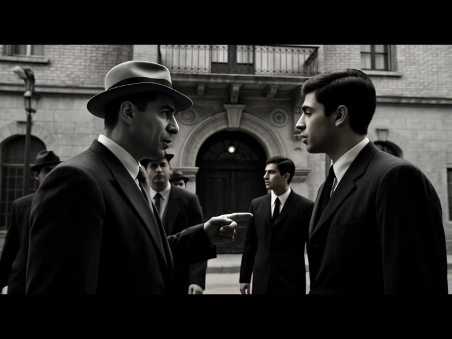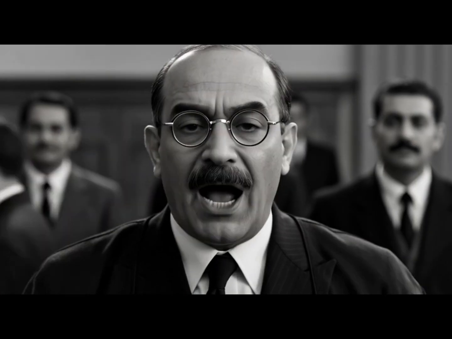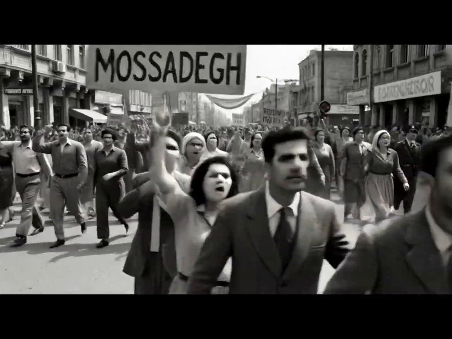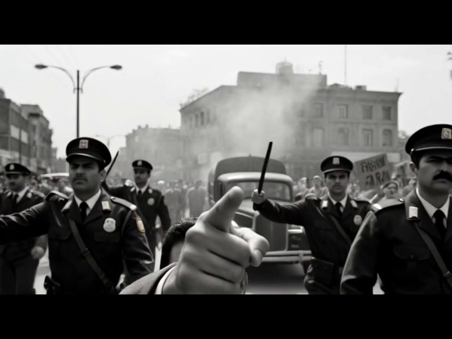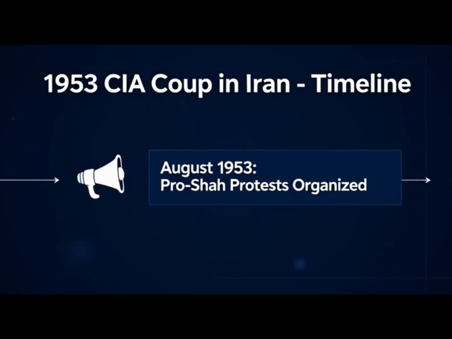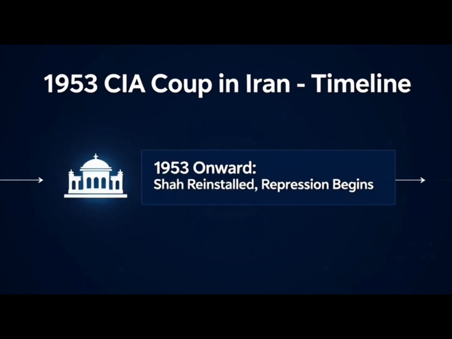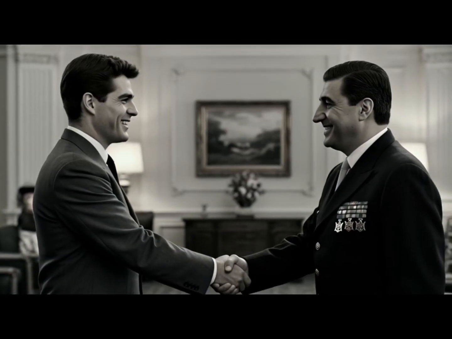In 1953, the CIA and British intelligence helped overthrow Iran's democratically elected Prime Minister Mohammad Mossadegh. Mossadegh had nationalized Iran's oil industry, threatening Western oil interests. After the coup, the Shah returned to power and ruled with strong support from the United States. For many Iranians, this moment became a symbol of foreign interference in their country.